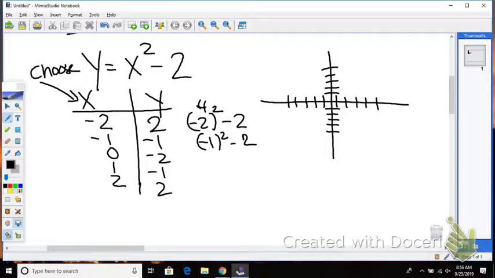So the first point I'm plotting is -2, 2. I'm going to go over here to -2 and go up to 2. Yeah, that's right. Put a dot. And I'm going to go -1, -1. Put a dot. I'm going to go 0 down to -2. It's right here. And then I have 1, -1, and then 2, 2. So you might remember that this is the smiley face graph.